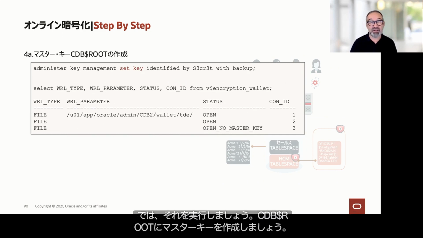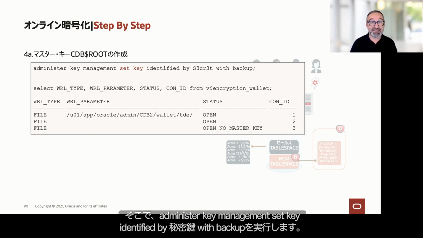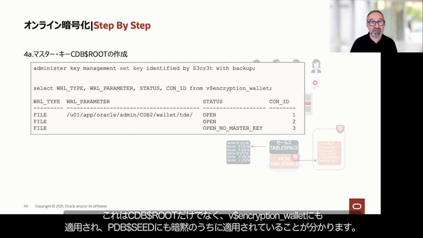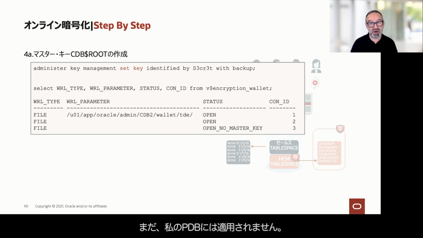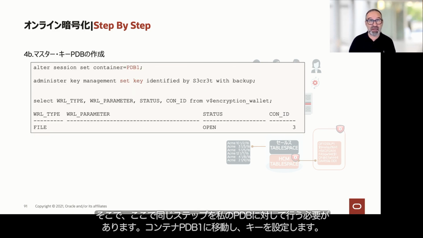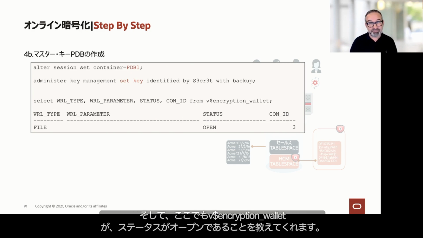So let's do that. Let's create a master key for the CDB$ROOT. So administer key management set key identified by my secret password with backup. And this applies not only to the CDB$ROOT, but you see it also in V$ENCRYPTION_WALLET here. It applies to the PDB$SEED implicitly as well. Still, it does not apply for my PDB. So I need to do the same step here for my PDB. I change into my container PDB1, set the key, and then also here the V$ENCRYPTION_WALLET tells me that the status is open here.